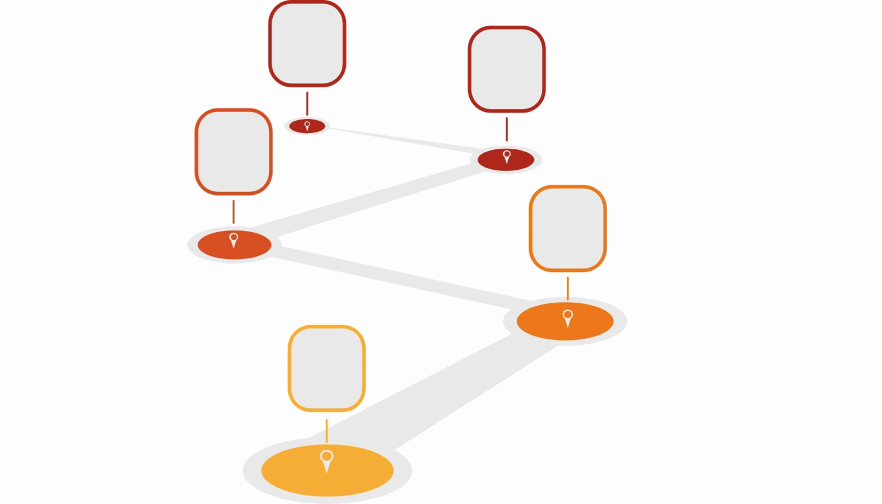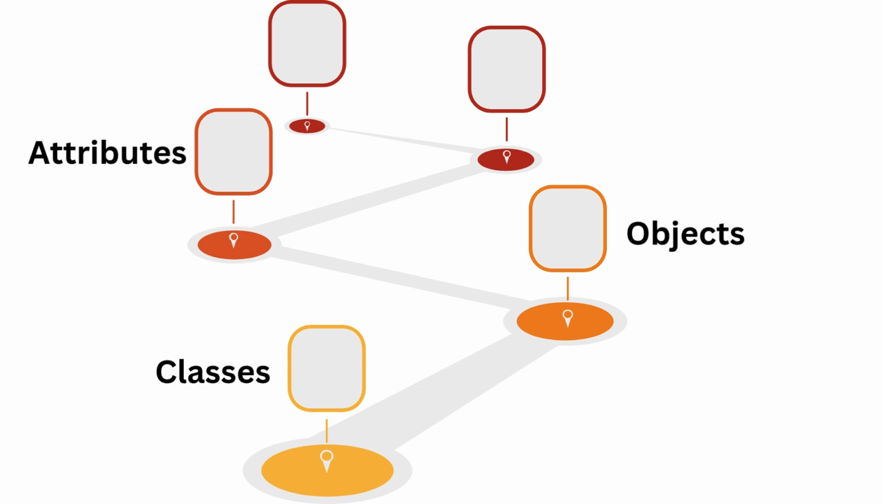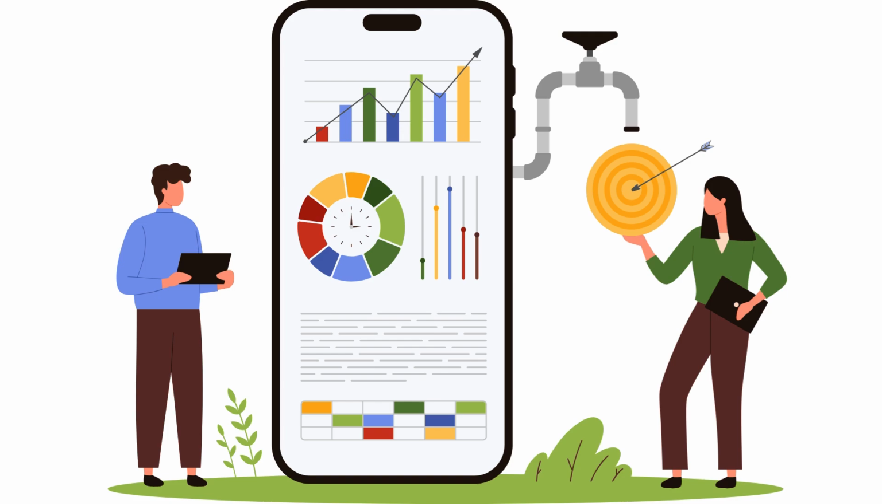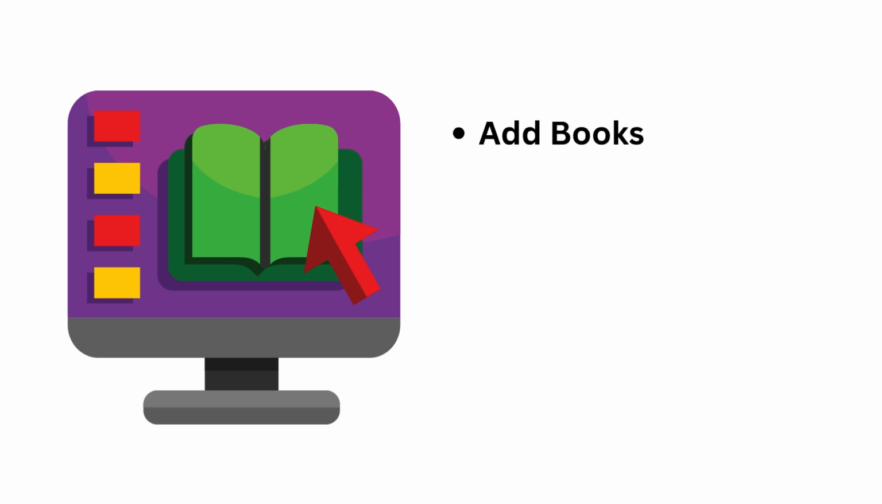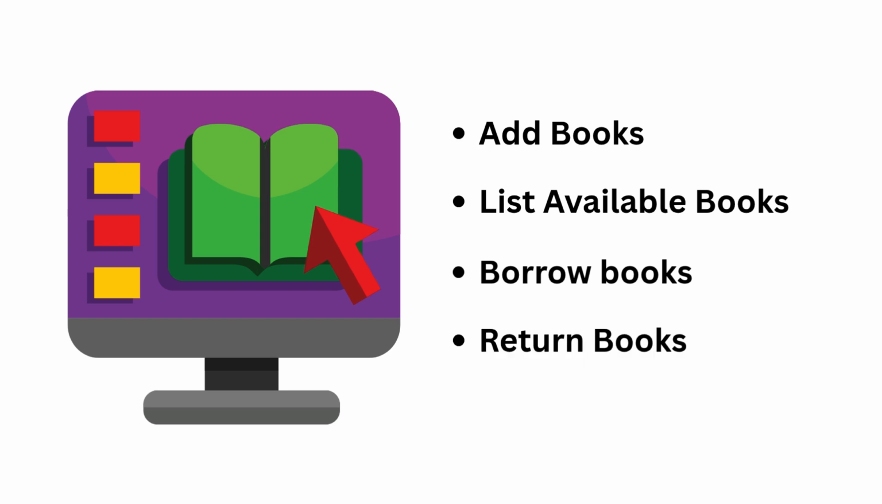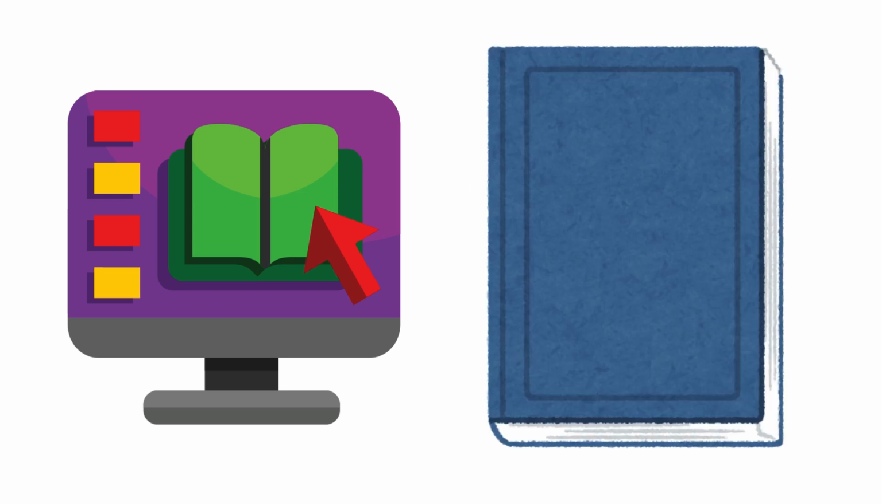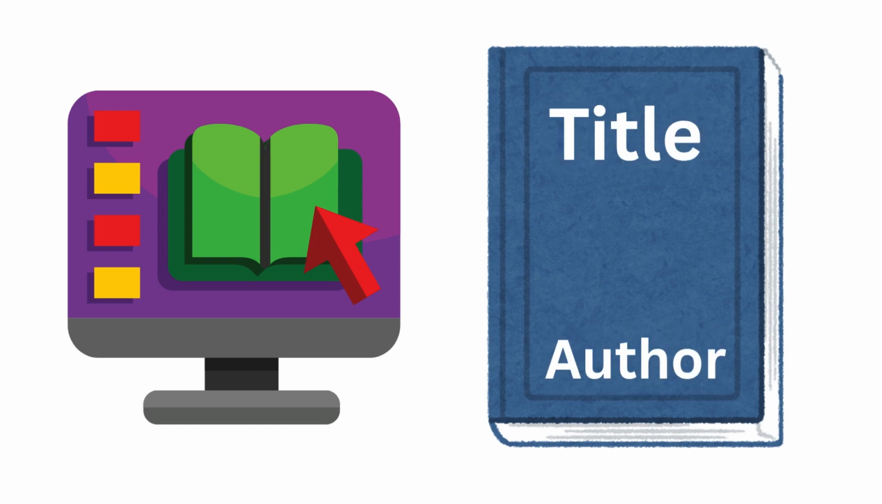Alright, so let's take everything we've learned so far about OOPs: classes, objects, attributes, methods, and even inheritance, and apply it in a real-world mini project. We'll build a library system where you can add books, list available books, and allow users to borrow or return them. Now, every library has books. So let's create a Book class. It will store details about a single book: its title, author, and genre.